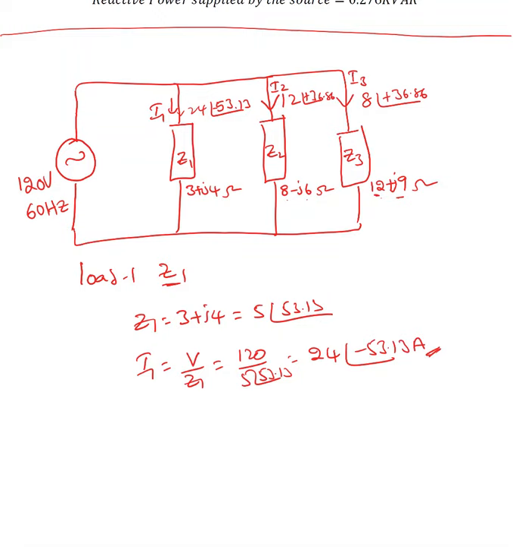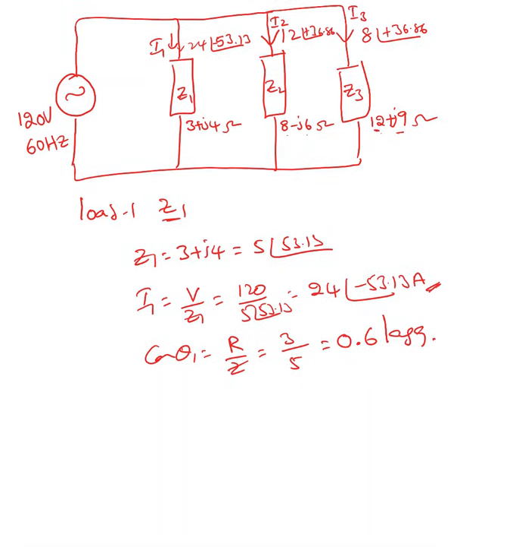Okay, now what is cos theta? Cos theta 1 must be R over Z, which is R is 3 divided by Z is 5, which is 0.6, which is lagging power factor. Okay, that's cos theta 1. Now can we find the same way sine theta 1? Basically this is nothing but sine 53.13, that value is 0.8. For sine theta you don't need to put lagging or leading, it's only for cos theta. Cos theta is a power factor.